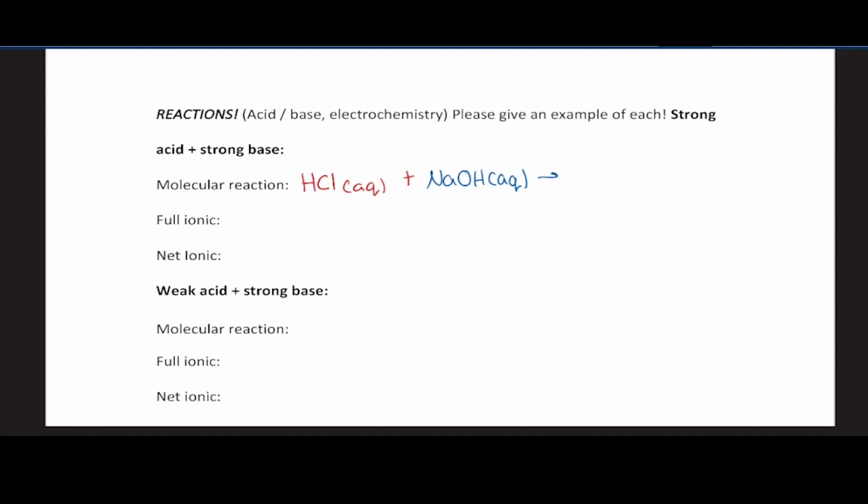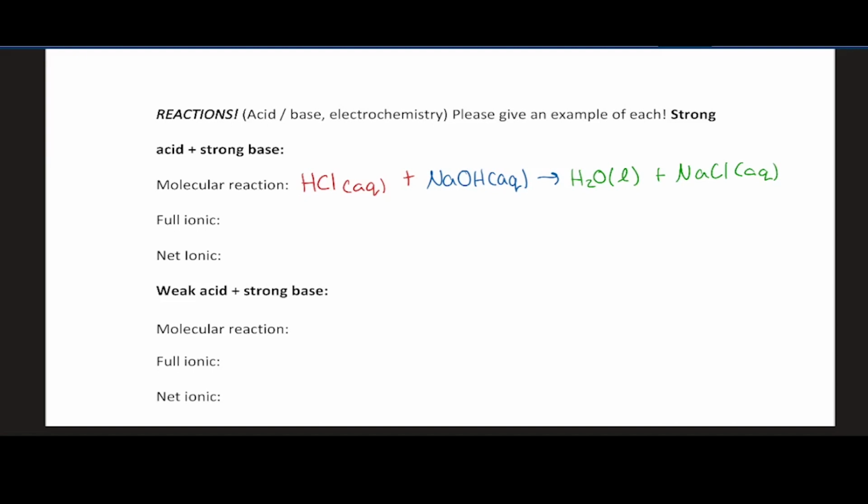And from this, what we're going to get is water and a salt, sodium chloride to be specific. This is a neutralization reaction. It's a strong acid and a strong base. They're neutralizing each other. Now we're going to break this up into its full ionic reaction.